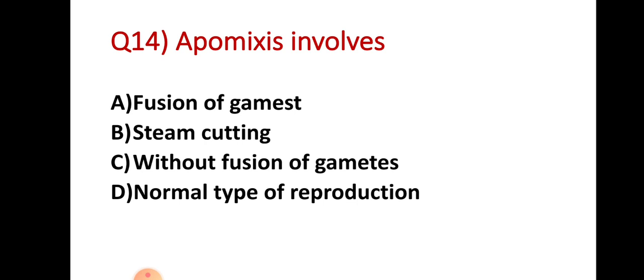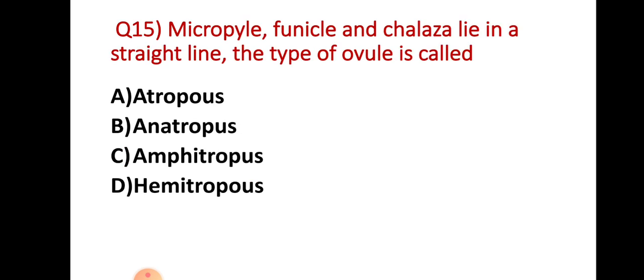without fusion of gametes. Apomixis involves development without fusion of gametes. So right answer for question number 14 is option choice C. Now let's see question number 15.